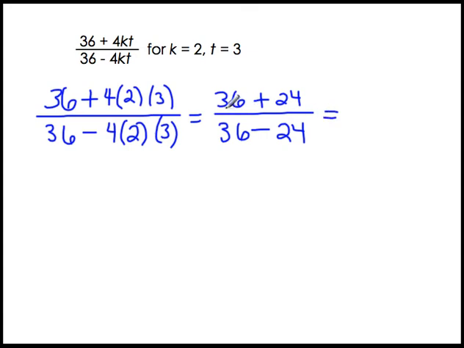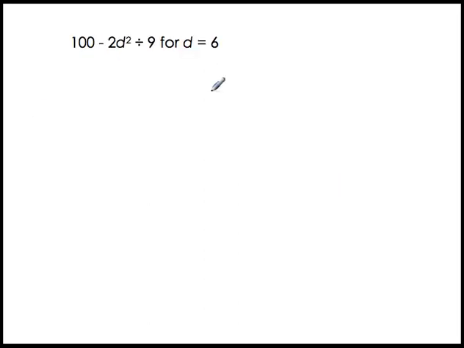Continuing on, 36 plus 24 is 60. Over 36 minus 24 is 12. And now we do the division. 60 divided by 12 is 5. And that problem's done. Next one, plug in the D.